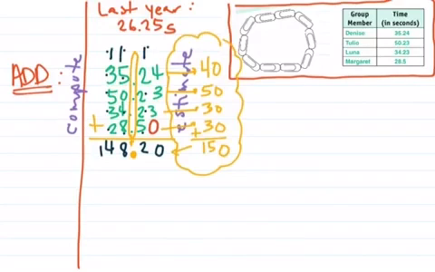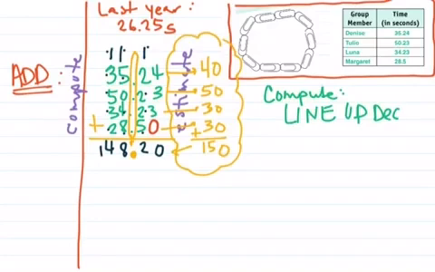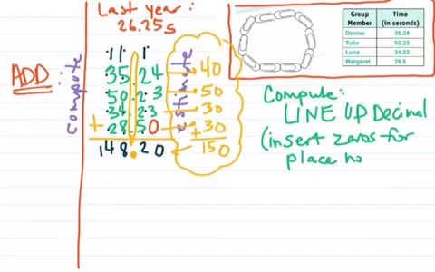So, right over here to the side, to compute, what you need to do is line up decimals. Line up the decimal and insert zeros for placeholders if needed. It's not always needed.